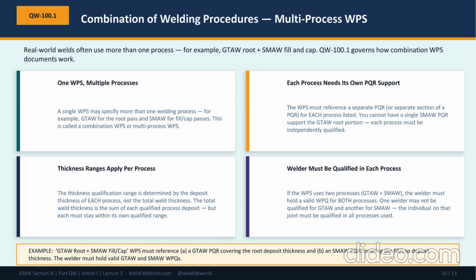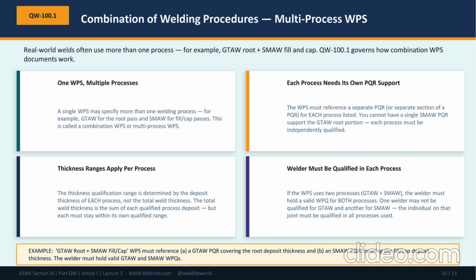QW 100.1 addresses how combination WPS documents, also called multi-process WPS, work. 4 rules. Rule 1. 1 WPS, multiple processes. A single WPS may specify more than one welding process. This is permitted in common practice. The WPS will list Process 1, GTAW for example, with its applicable variables, and Process 2, SMAW, with its applicable variables. The production welder works from one document.